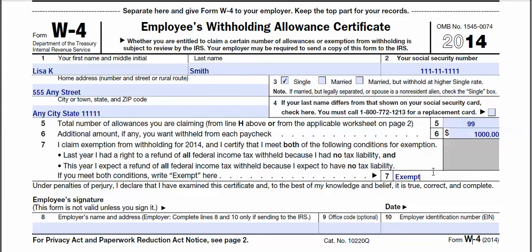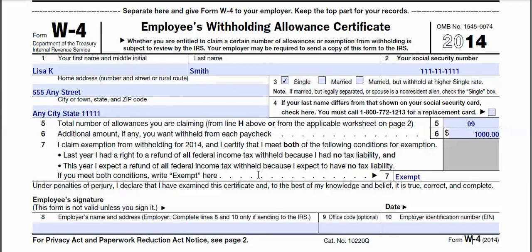If you type in the word exempt, you are in effect saying that last year you had a right to a full refund of all of your tax because you had no tax liability. And this year you expect a full refund because you expect to have no tax liability. If you meet both of those conditions, you can put exempt in number 7.